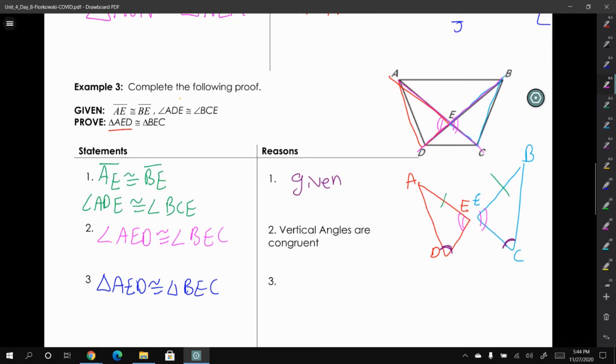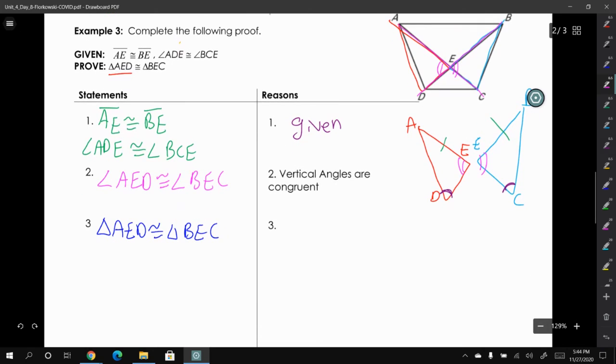So then we look at the two triangles and say, how do we know that these are congruent? Which of the five theorems do we have? This is angle, angle, side.